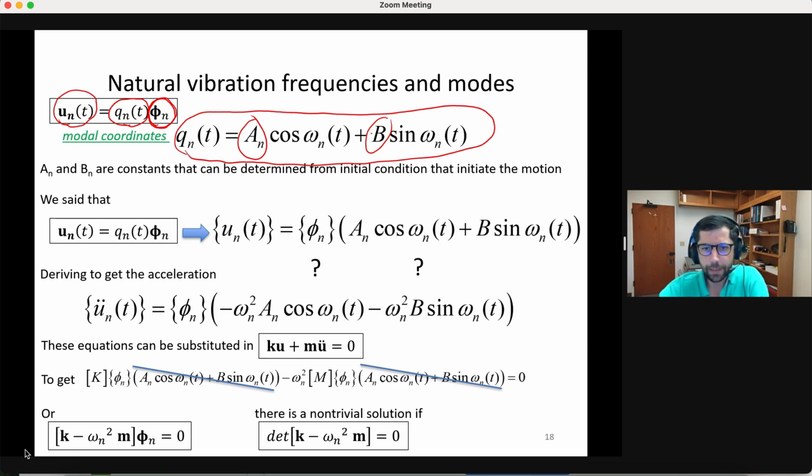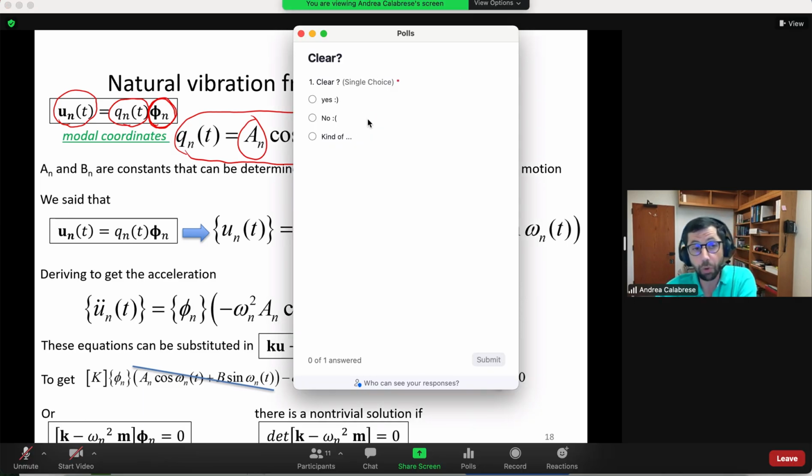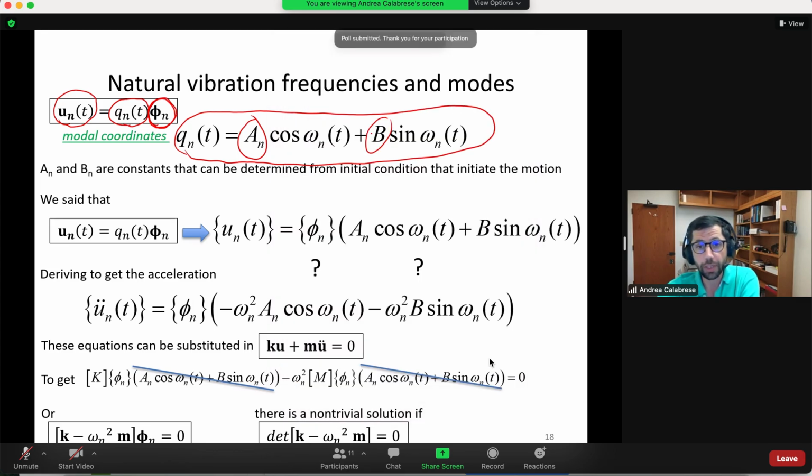Guys, is this clear, yes or no? Let me ask you. Is this clear, yes or no? Meaning, you know, do we all understand what a mode shape is? Yes or no?